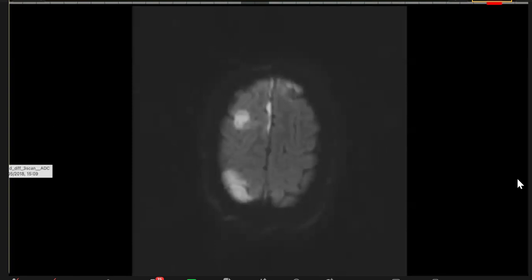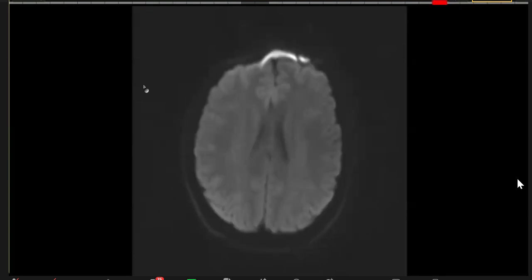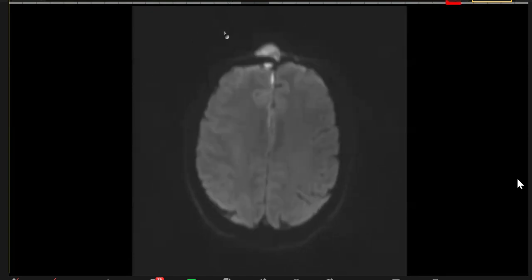Conclusion. Give me your conclusion. So I think this is a frontal sinusitis with supraosteal abscess and intracranial abscesses as well. Where are the intracranial abscesses? In the left occipital and parietal region.